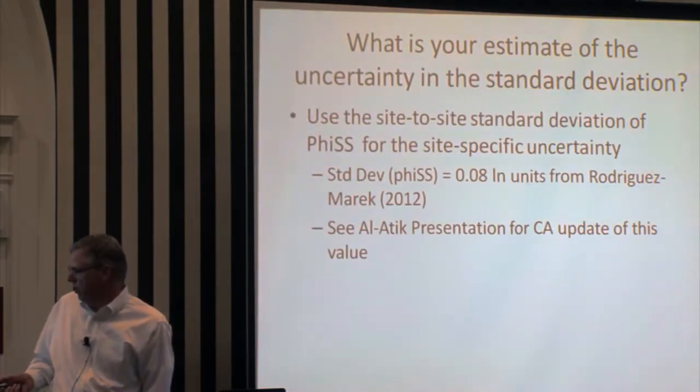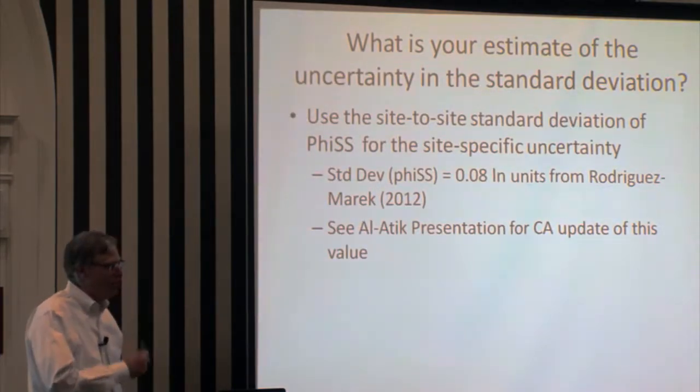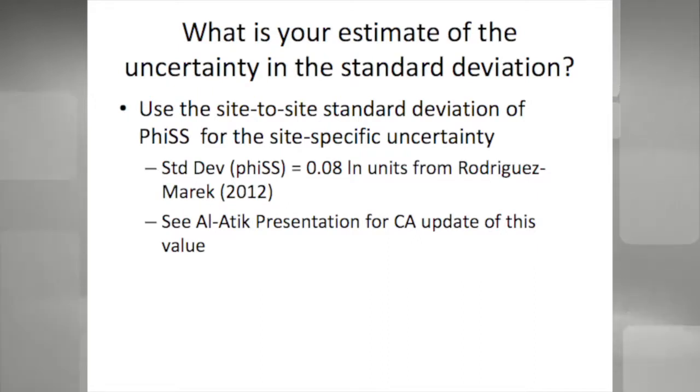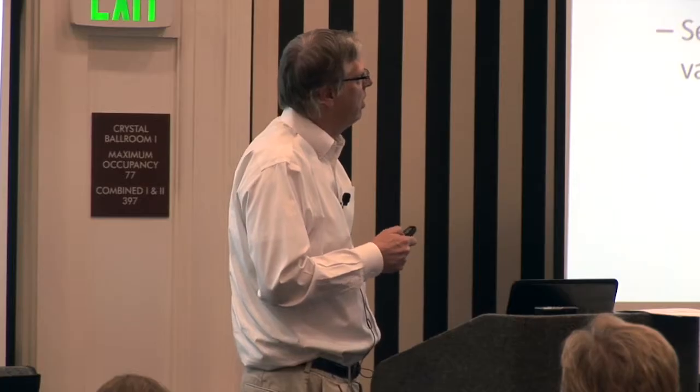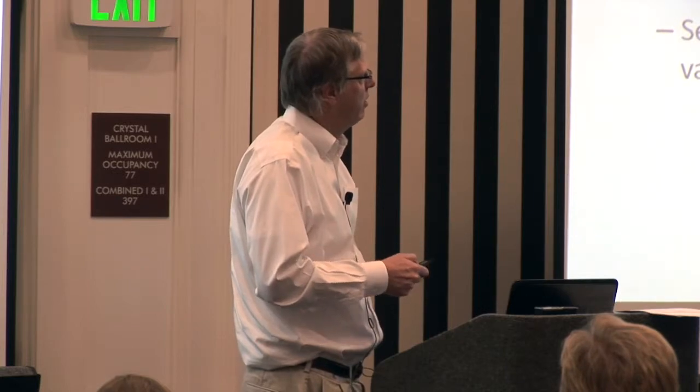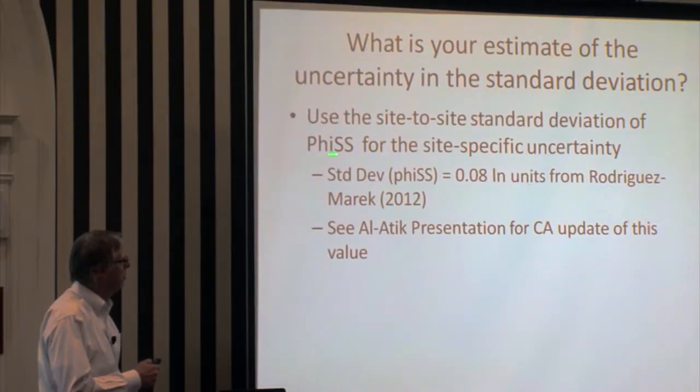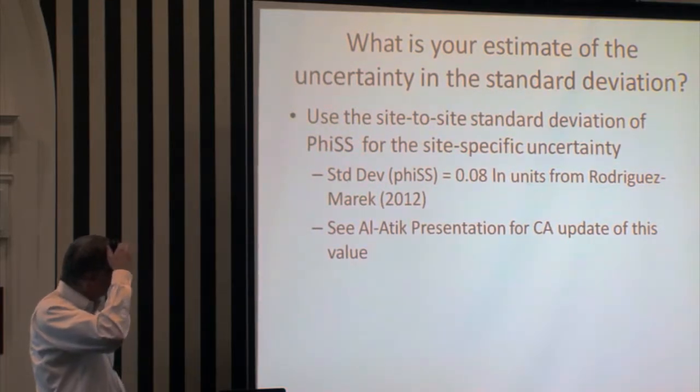What's my uncertainty of the standard deviation? If those of you on Yucca Mountain, these are our sigmas that we talked about before. How well do we know the standard deviation? To do this, I would be using the site-to-site standard deviation that's been computed. This is the within-event, the phi-SS values for the site-specific uncertainties.